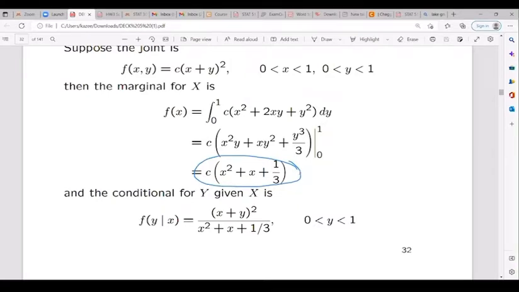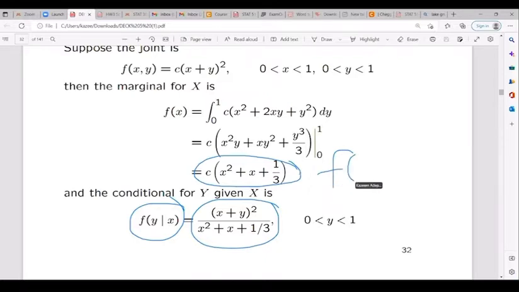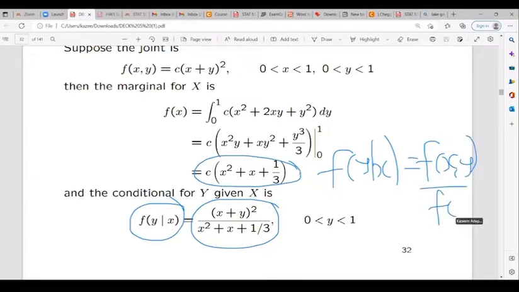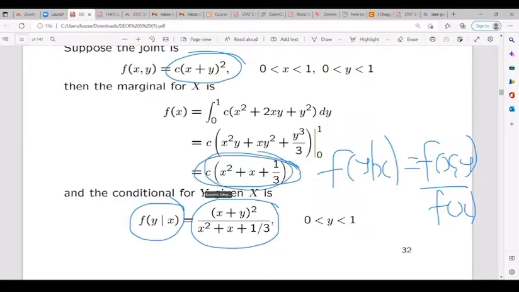If I want to find the conditional, what do you think I'm actually going to do? How do I get that guy? Now I'm going to show you f of y given x is equal to f of xy divided by f of x. Now, this is f of xy, right? And this is f of x, right? Okay, now it's going to be this divided by that. Look at that, to be able to get this. You see that? The c is going to cancel out.